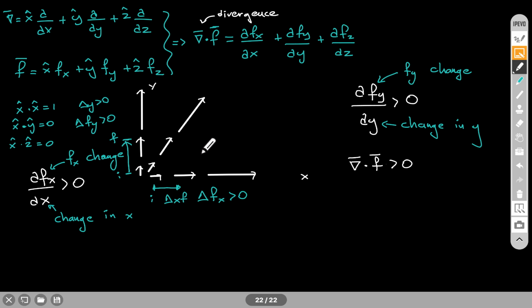Now, the name that we use for this particular dot product, divergence, shows you the fact that this vector function does diverge from, in this case, the origin. This vector function diverges away from that point. Now I can do one more. I can show you. Let's do, okay, I can do it here.